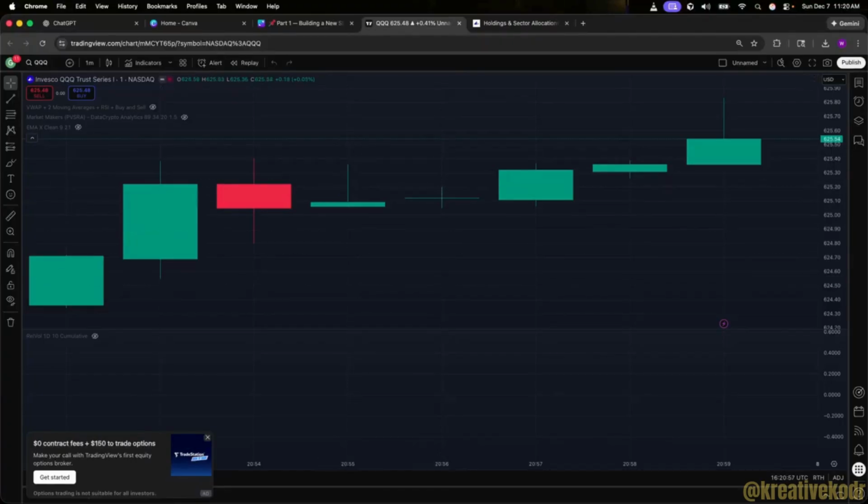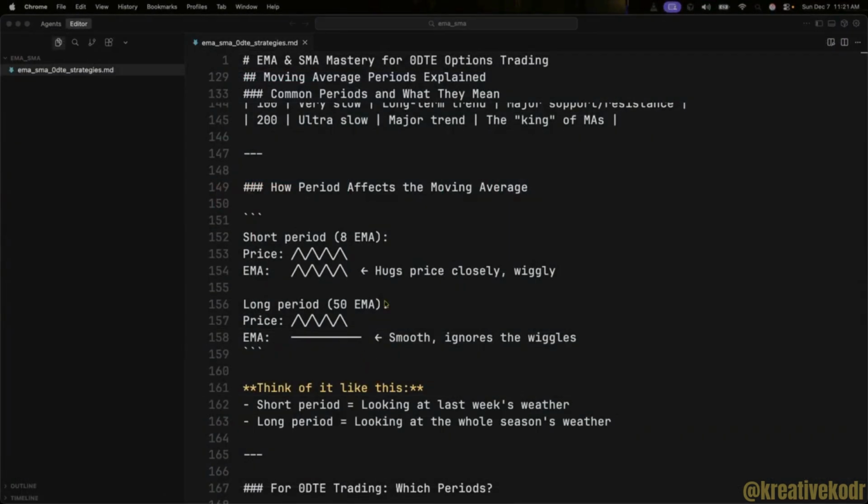Does that make sense? All right, beautiful. So for a long period, we have an EMA of 50. Here's the price, and then we have it where it's a lot more smooth, right? Because you're using 50 minutes, not necessarily 8, right? So the longer the period, the more smooth. The shorter the period, the more closely it hugs the price.